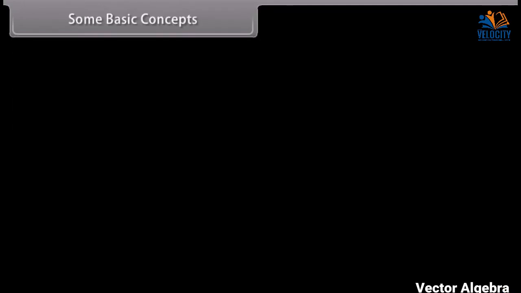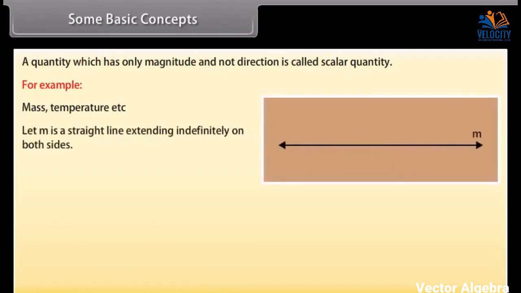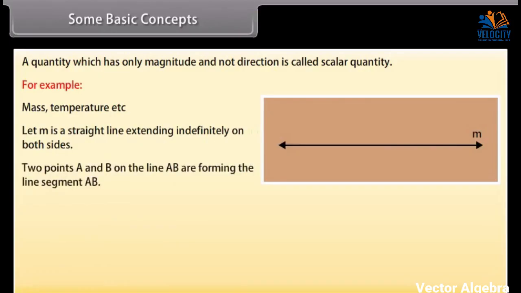Some basic concepts. A quantity which has only magnitude and not direction is called a scalar quantity. For example, mass, temperature, etc. Let M be a straight line extending indefinitely on both sides. Two points A and B on the line form the line segment AB.